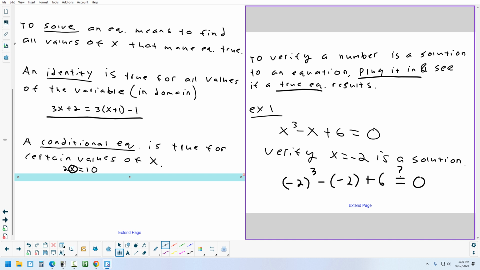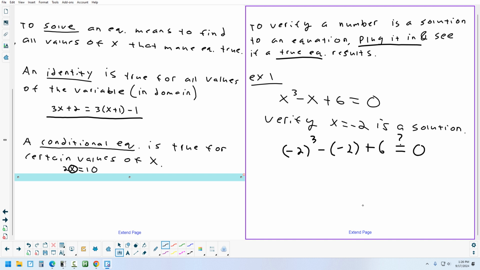What's -2 cubed? So a negative times a negative times a negative is negative. And what's minus minus 2? What does that turn into? Plus 2. Plus 6. What's negative 8 plus 2? -6. And what's negative 6 plus 6? 0. Okay. So is that a true statement?